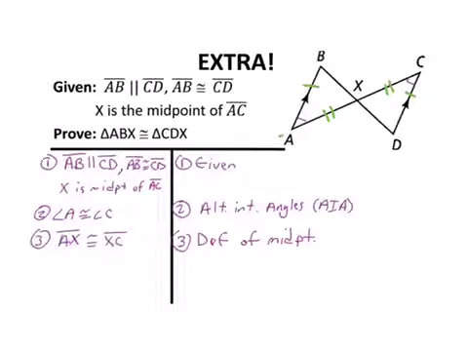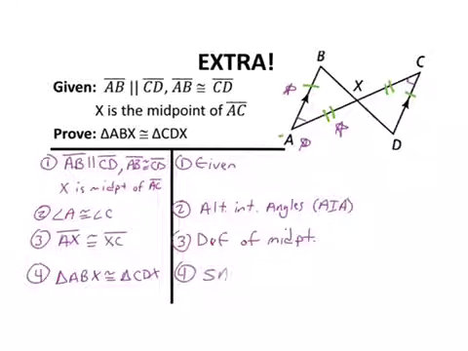So with that piece of information, I now have enough to show side, angle, side congruence amongst the two triangles. So my last step would be to state that triangle ABX is congruent to triangle CDX by side, angle, side congruence.